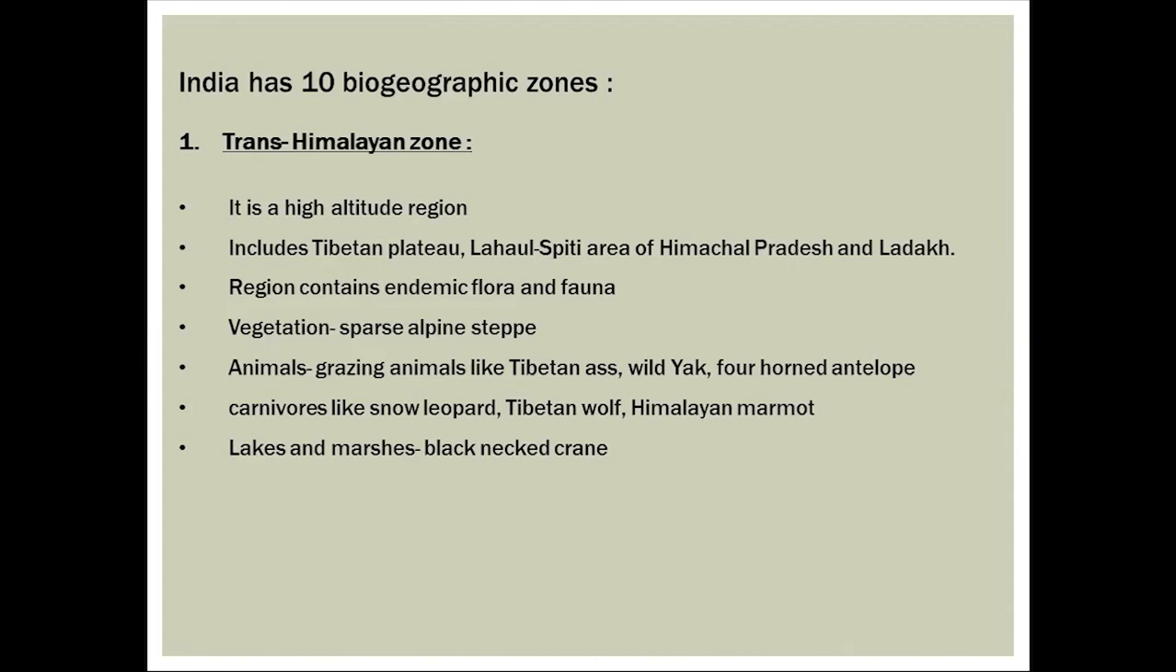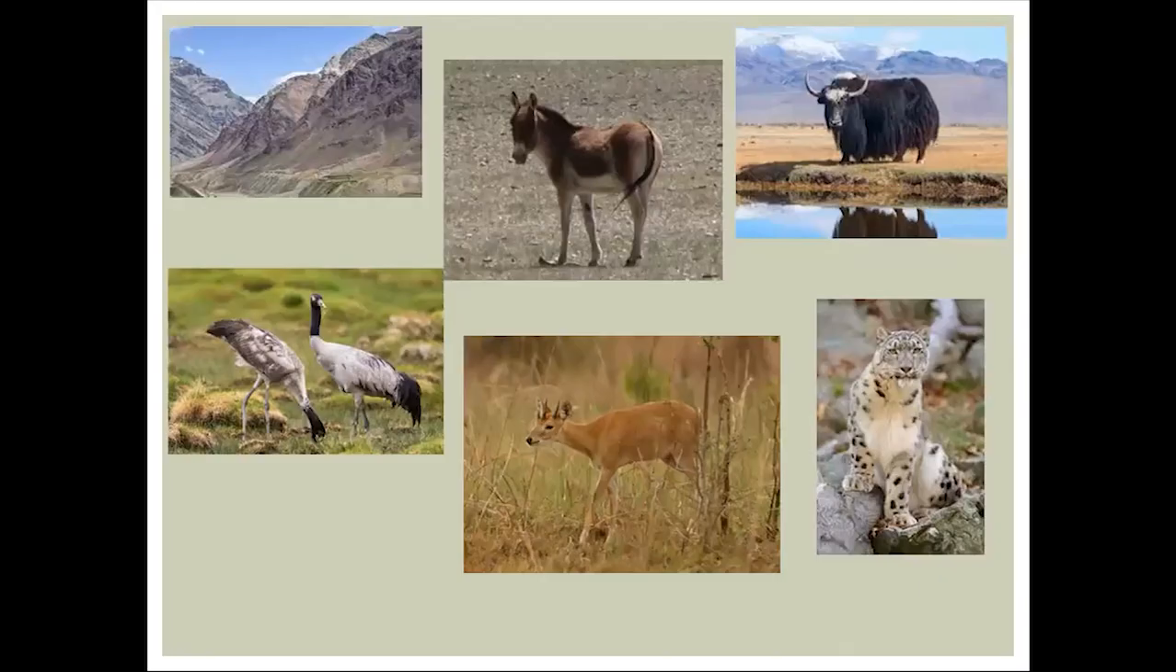And then the animals: the Tibetan ass or the kiang, wild yak, which is endemic to this region, four-horned antelope, which are similar, then snow leopard. Then again, Tibetan wolf and Himalayan marmot are also found. Lakes and marshes show the black-necked crane.